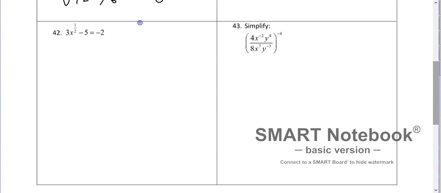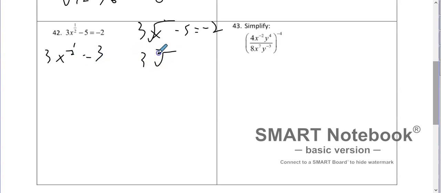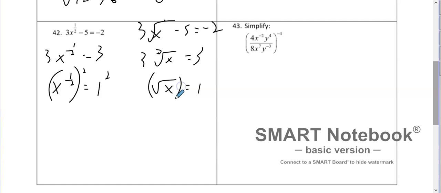All right, again, you could look at this as square root of x minus 5 equals negative 2. It's up to you. Okay? So first thing to do is get rid of the 5, negative 5, by addition. So that's going to give me 3x to the 1/2 equals 3. Or 3 square root of x equals 3. Divide by 3. X to the 1/2 equals 1. Square root of x equals 1. Reciprocal of 1/2 is 2. Squaring undoes square rooting. Either way, I end up with 1.